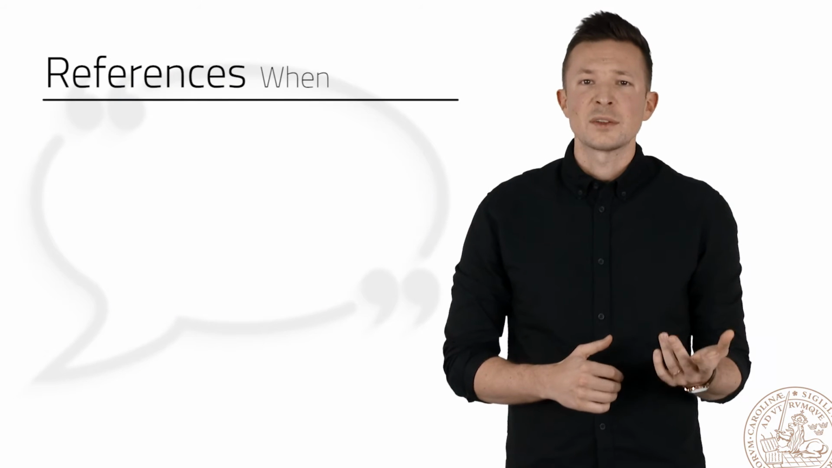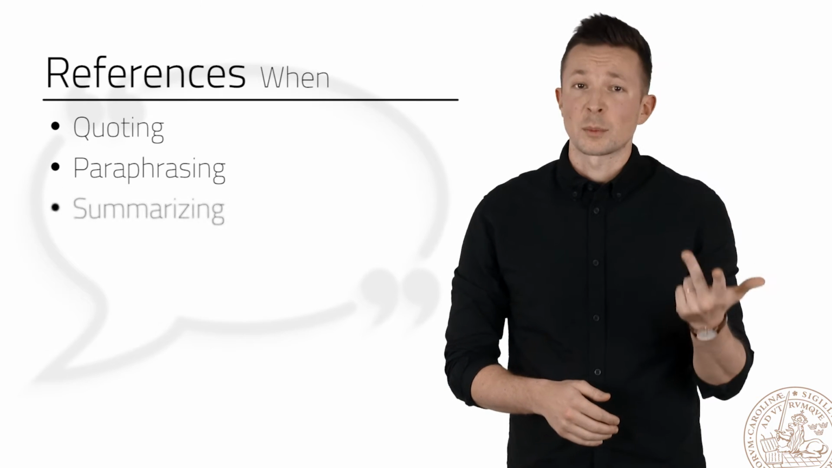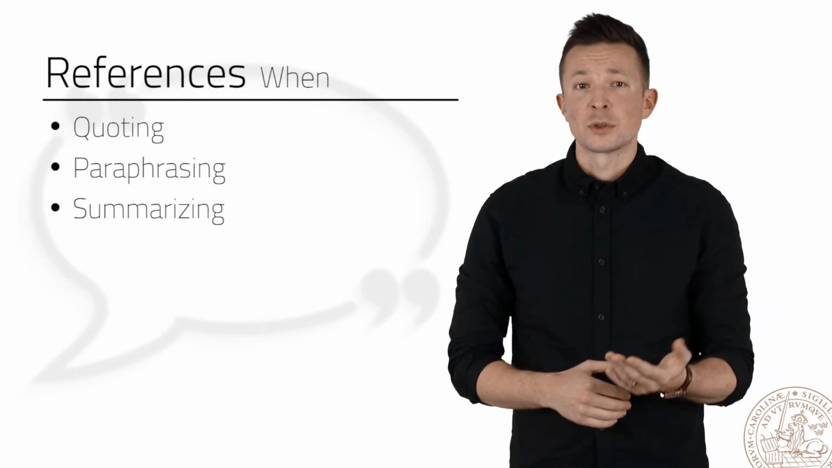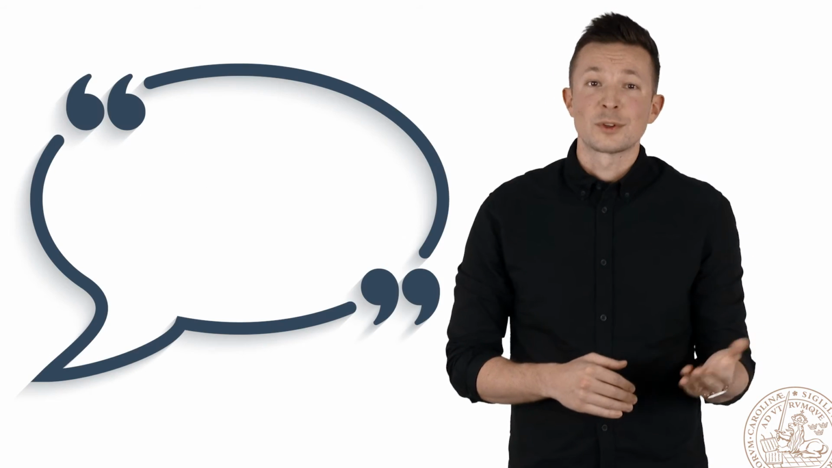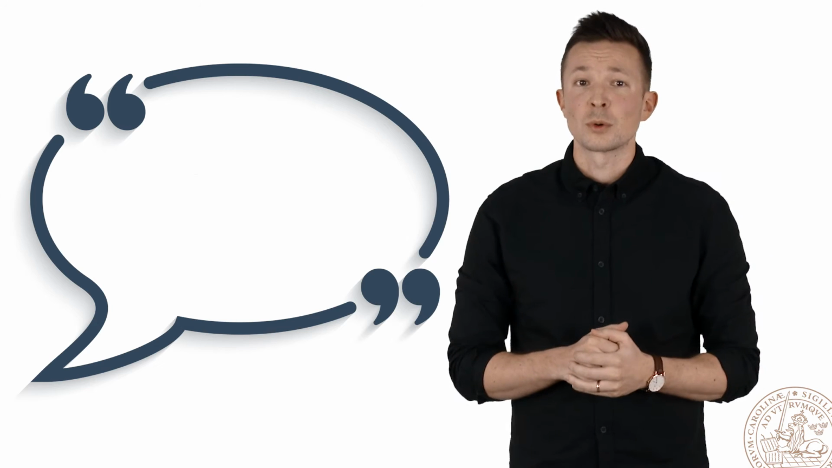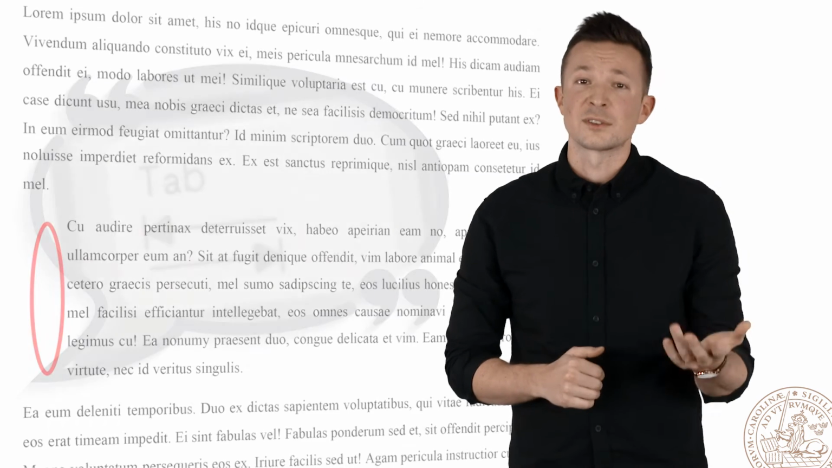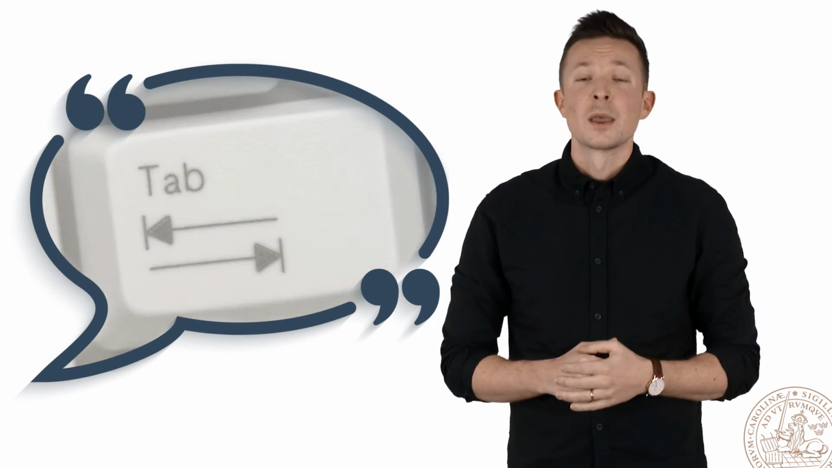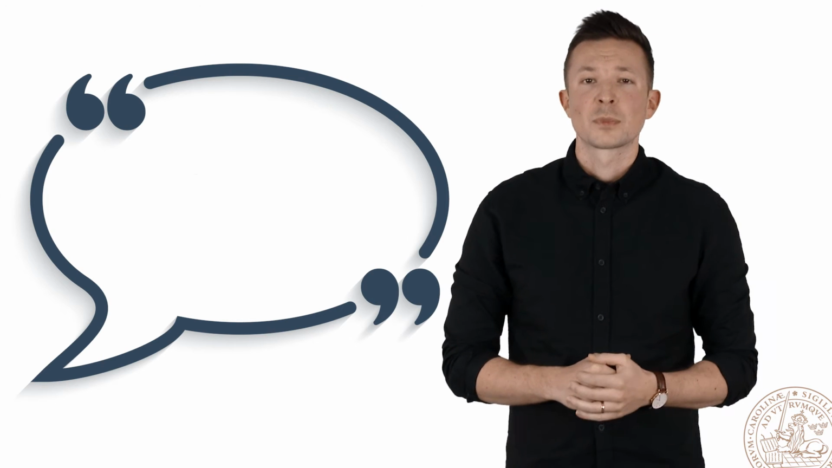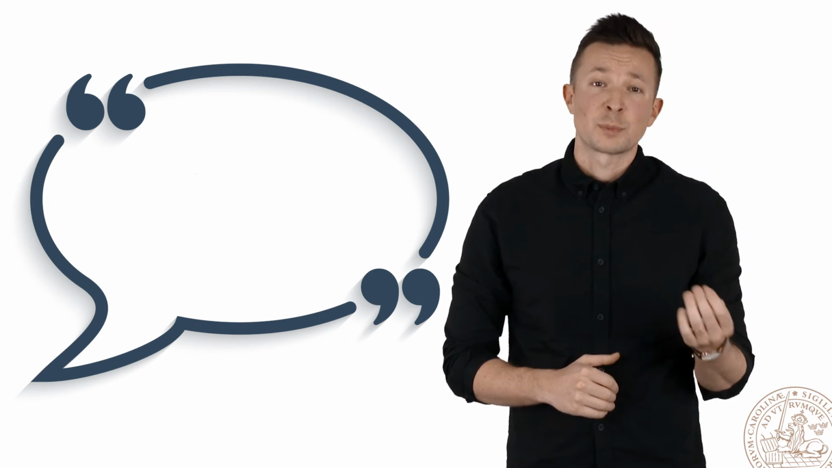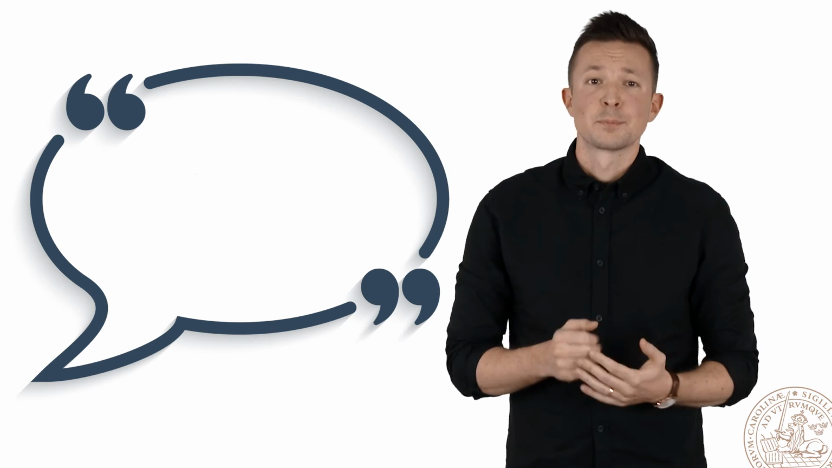Well, there are several ways in which you can refer to what you've used, either by quoting, paraphrasing, or summarizing. When you quote someone, you use the exact wording as the original source. You recognize a quote either by the quotation marks surrounding the quote, or if it's a long quote, by making an indentation in the text, which is easily done by pressing the tab button. A quote should always be followed by a reference including page number. Quotes are, however, used sparsely in academic writing and are mostly applied when you want to stress a certain fact.